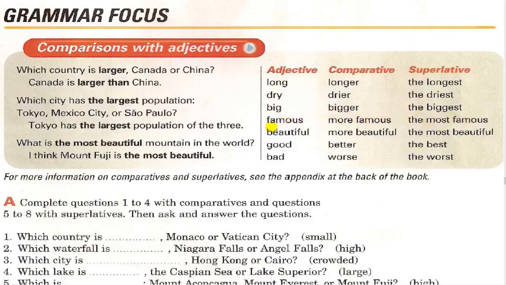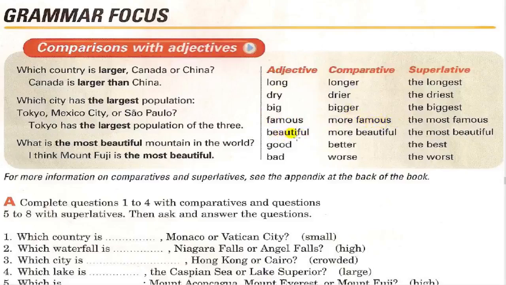Famous, more famous, the most famous. Famous, let's count: 1, 2, 3, 4, 5, 6 letters. Most of the time we use more and most with adjectives that have 6 letters and more. This is number 1. Number 2, in this adjective you will find at least two separate vowels, like famous: this is a, and here we have o, and they are not next to each other.